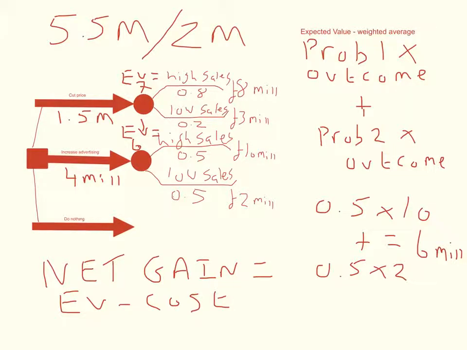Now that we've worked all of this out, we can clearly see that based on the numerical data given in the decision tree, and by doing some calculations of the expected value and net gain, the manager can determine that the best option would obviously be to cut the price, because this is the one that gives the highest net gain, which is basically what we're looking for as a business, the one that's going to be the best gain for that particular business. So in this case, as a result of the decision tree, the manager would choose to cut the price.